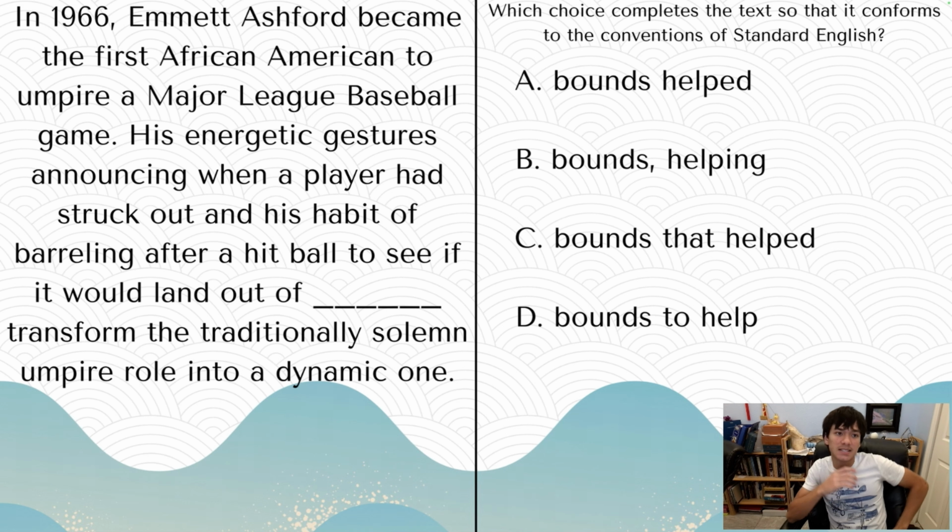In 1966, Emmett Ashford became the first African American to umpire a Major League Baseball game. His energetic gestures announcing when a player had struck out and his habit of barreling after a hit ball to see if it would land out of blank helped transform the traditionally solemn umpire role into a dynamic one. So let's look at this one.